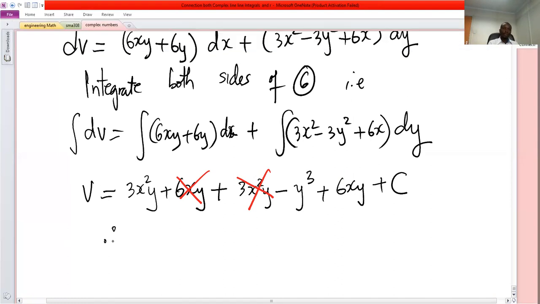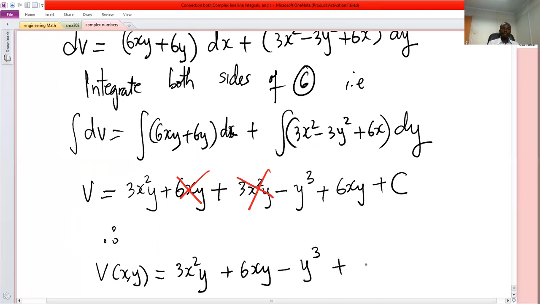So therefore, the correct form of v of x, y will be 3x squared y plus 6xy minus y cubed plus c. So that's what you're supposed to do.